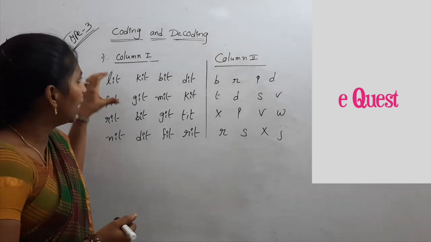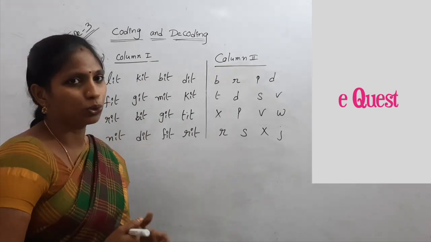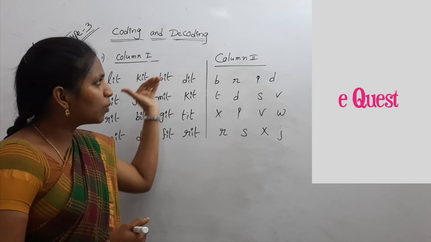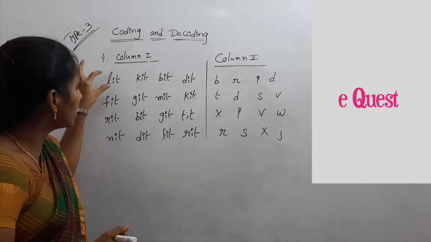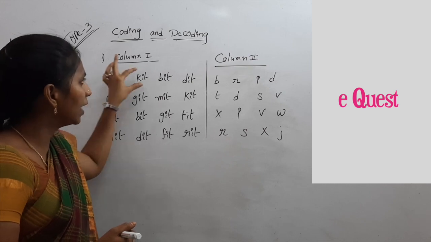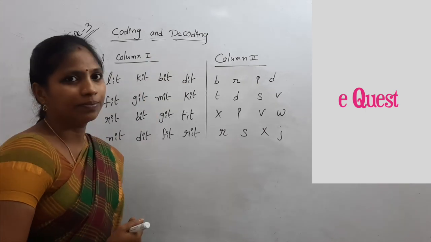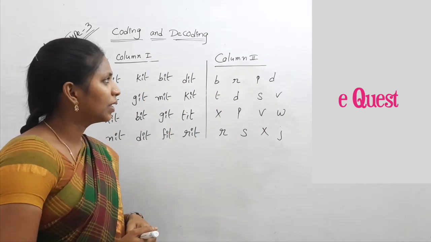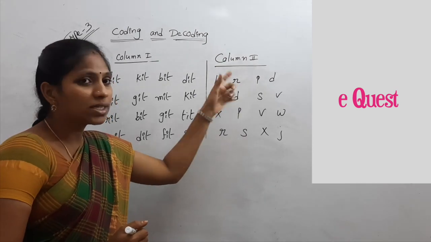See here, in the first question there are two columns, column 1 and column 2. Here there are 4 sentences. Corresponding codes are present in column 2. Here see the words lit, kit, bit, dit. Corresponding codes are present in this column 2, but not in order. Remember that. These codes are jumbled.